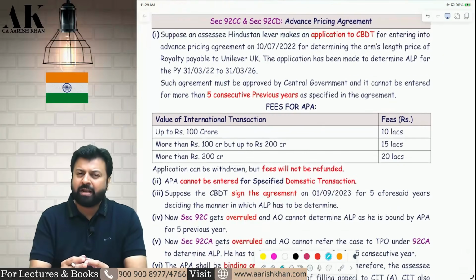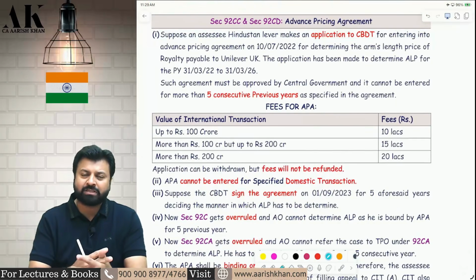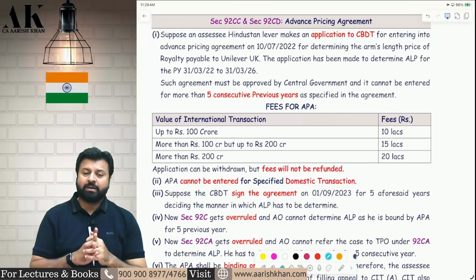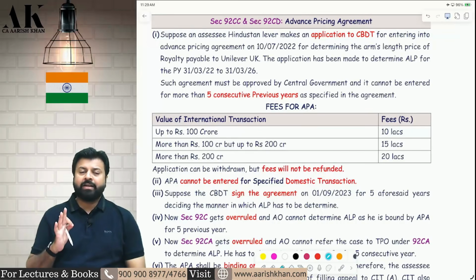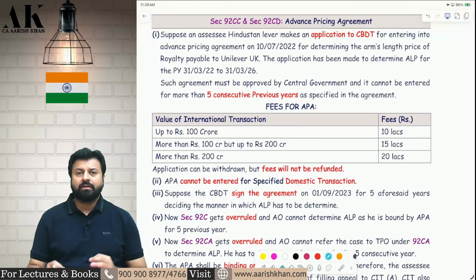Some detailed and big concepts will now come one by one, which are very important for the examination. The very first concept over here is the advanced pricing agreement. Sir, what is an advanced pricing agreement? The provisions of advanced pricing agreements are given under 92CC and 92CD, and along with that, we also have to see the rollback provisions, the rollback agreement. Sir, what are 92CC and 92CD? One by one I am saying. I am telling you each and everything with proper examples.